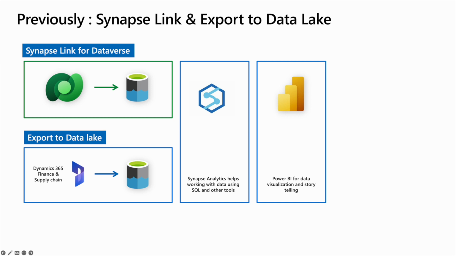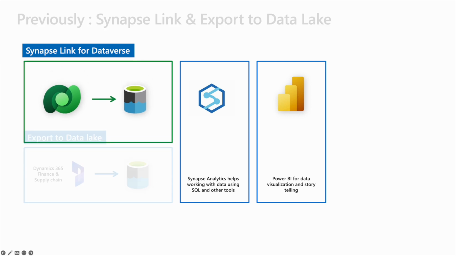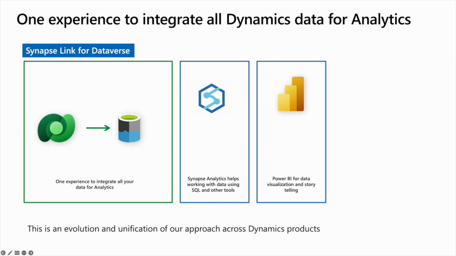So essentially, Synapse Link for Dataverse is generally available. It has been so for a long time. Export to Data Lake is generally available. It's been so for some time. The first step is we've combined these two together. So it's an evolution. It is that unification approach that you're familiar with. So the first step is to upgrade to Synapse Link for Dataverse.